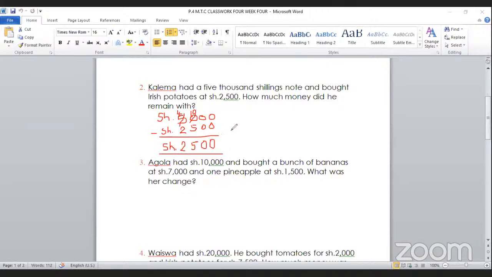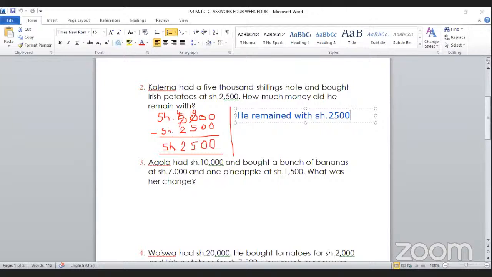So you can conclude by saying he remained with 2,500 shilling. So members, this is what we have already looked at.